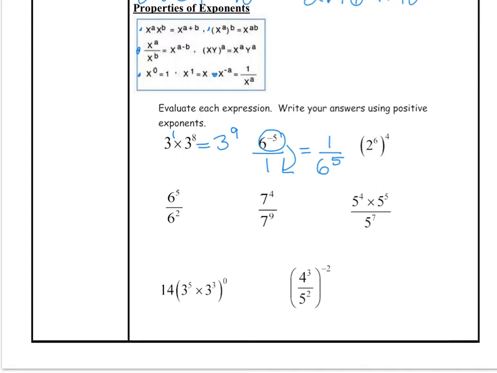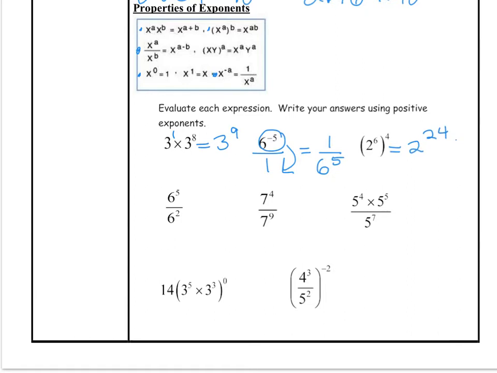Next one, we have 2 to the 6th raised to the 4th power. That's power to a power, and so I multiply my exponents. So it's going to be 2 raised to the 6 times 4, which is really just 6 times 4 is 24, so 2 to the 24th.